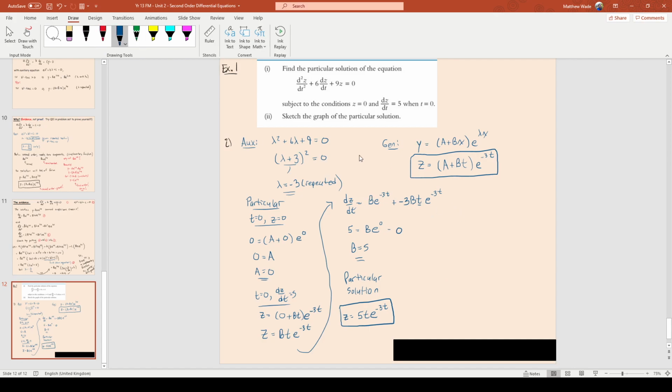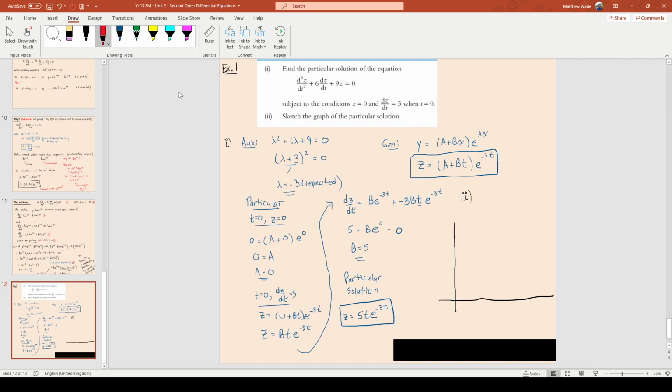Hooray! Cool. Part II: sketch the graph of the particular solution. Okay, so these are always a little bit fiddly, my lovelies. You do have a graphing calculator, but I can't be bothered, so let's do a good estimate of it. Bearing in mind I do know what it's supposed to look like from the textbook as well, but we can logic it.